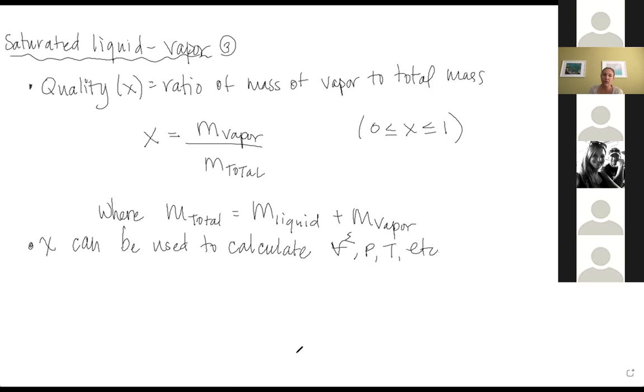So we'll see some examples of that later. But the way that we use it to calculate these different terms is through this equation. In general, our Y variable is just some variable representing either internal energy, enthalpy, specific volume, entropy, whatever. Our average Y term is equal to our variable of our saturated liquid plus our quality times our variable of our saturated liquid vapor.